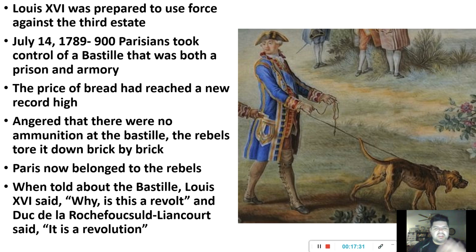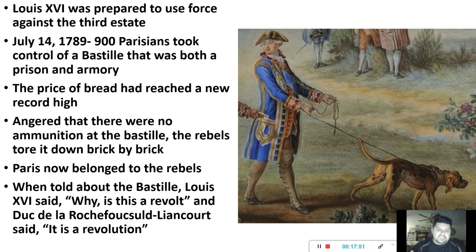When they take from us, no problem. But when we think we deserve this because it's a God-given right, you are going to send the military against us. Okay. So July 14th, 1789, 900 Parisians took control of the Bastille.